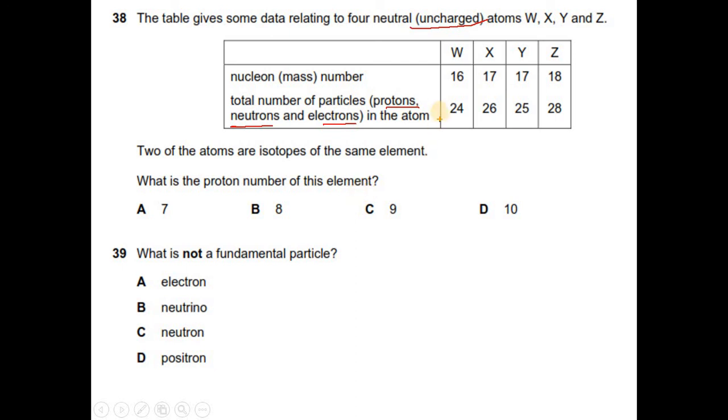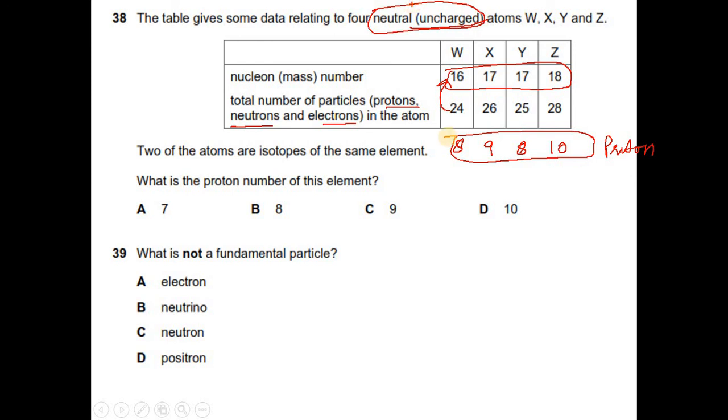We can subtract these: 24 minus 16 is 8. 26 minus 17 is 9. 25 minus 17 is 8. And 28 minus 18 is 10. Clearly, when you subtract the mass number, which counts protons and neutrons, from the total of all three particles, what remains is only the proton number, because in a neutral atom the number of electrons equals the number of protons. So the number of electrons or protons is the same, that means 8 and 8. So W and Y are isotopes with charge number 8. So the proton number is 8. Option is B.